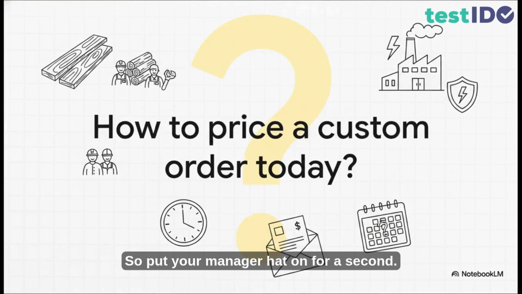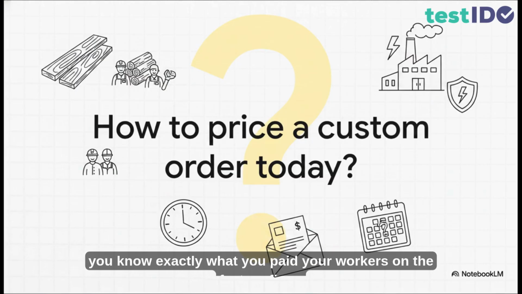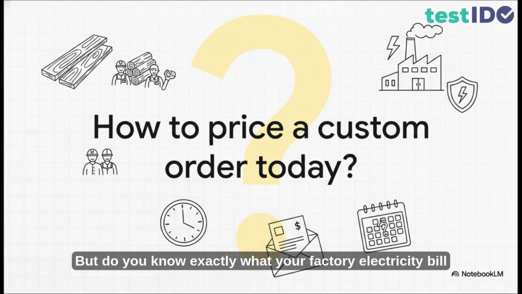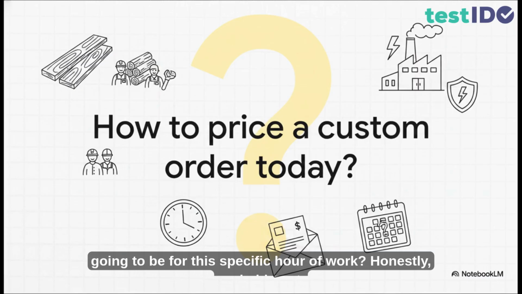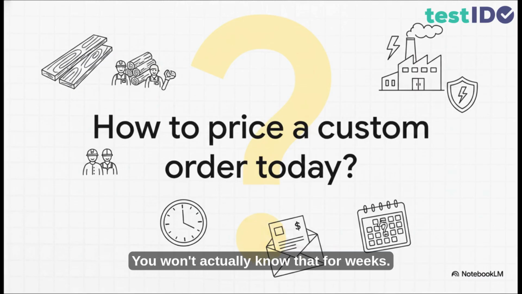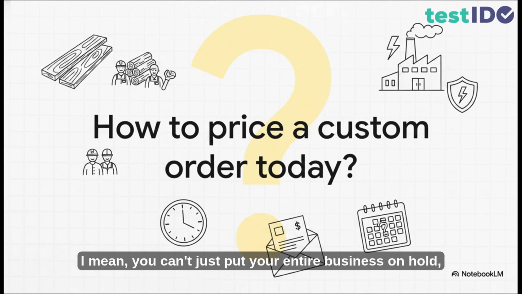So put your manager hat on for a second. Imagine you're running a custom furniture shop and you need to price a bespoke dining table, like today. Now, you know exactly what you paid for the raw wood, right? And you know exactly what you paid your workers on the factory floor. But do you know exactly what your factory electricity bill or the factory insurance is going to be for this specific hour of work? Honestly, probably not. You won't actually know that for weeks. And this is a massive practical dilemma. Waiting for perfectly accurate actual data can literally paralyze your decision-making. I mean, you can't just put your entire business on hold, waiting for the mailman to deliver an invoice.